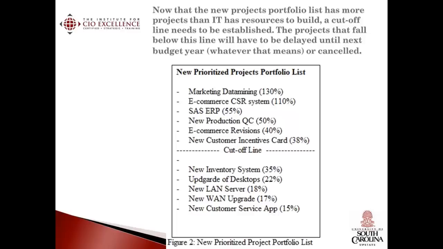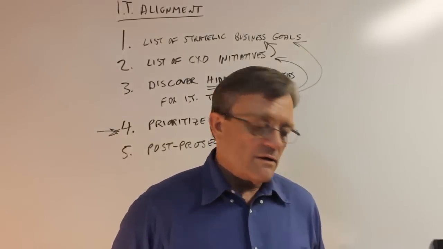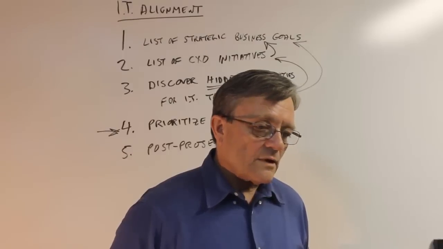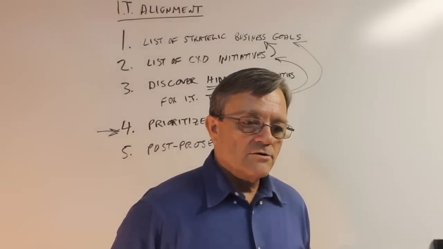So in this particular example, let's say that means the new inventory system and the upgrade of the desktops and the new LAN server and the new WAN upgrade and the new customer service app. Each of those is going to either be canceled or postponed till a later year, or put on hold until the CFO can find more money, if that's what the requirement is going to be. So the question is, when you draw that cutoff line, who's going to care?